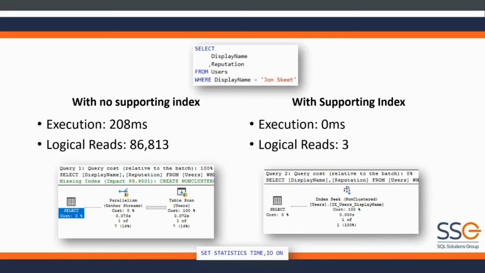On the right here, I created an index, which is on display name and includes reputation. It completes immediately, and it does 3 logical reads. Now, the way you can see how many logical reads you're doing is at the bottom there. On your query, for the first line in your transaction, you could put set statistics time IO on, and then run your query. And that'll give you a lot of useful statistics, including these. It'll output into the message tab in Management Studio.